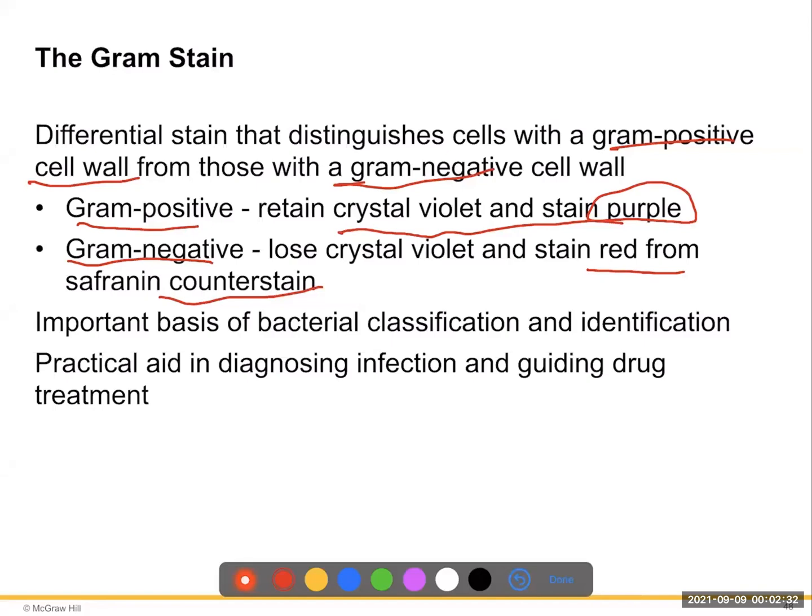This allows us to classify and identify the different bacteria, which we have to do to be able to treat somebody. We've got to know what we're treating before we treat. So it's an aid in diagnosing infection and guiding drug treatment, whether it's gram-positive or gram-negative, because they're different structures and will react differently to different antibiotics.